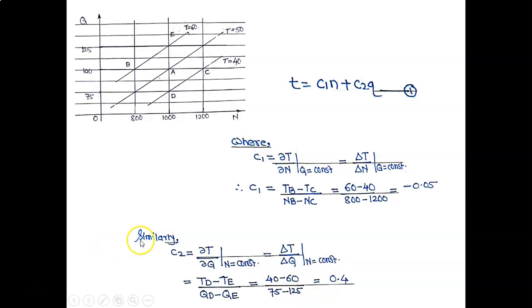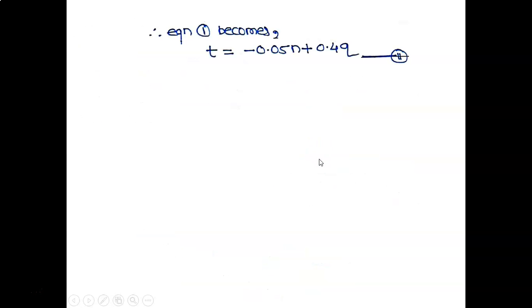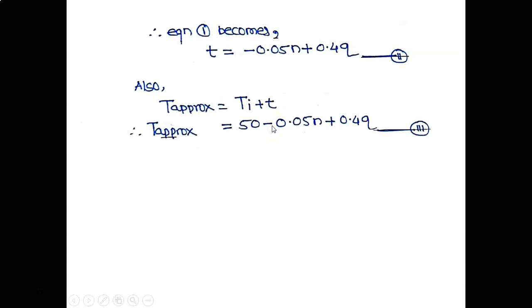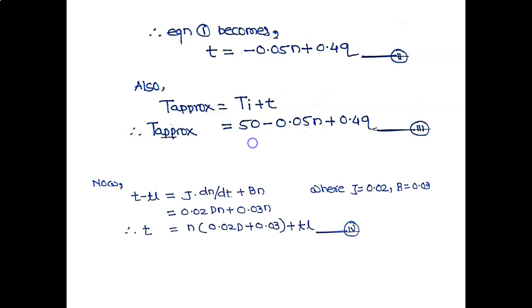Therefore, substituting values of C1 and C2 in equation 1, we get small t is equal to minus 0.05 n plus 0.4 q, equation 2. Therefore, we will find out T approximate. T approximate is equal to Ti plus small t. Therefore, T approximate is equal to 50 minus 0.05 n plus 0.4 q, equation 3. This 50 value we have taken from the graph, that is the constant value of the torque or mean value of the torque.